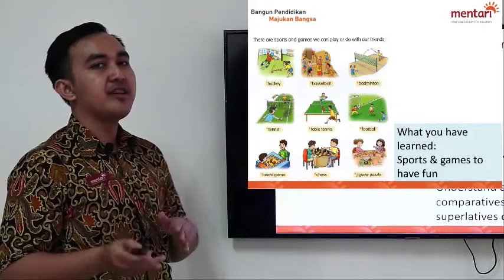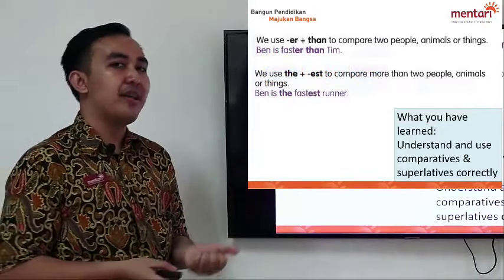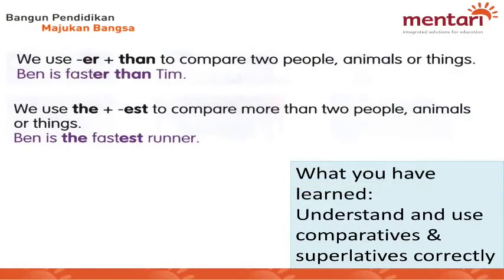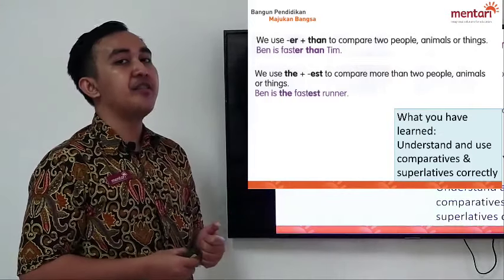And then you understand the use of the comparatives, like the use of ER plus than if you want to compare only two things, two people, or two animals. You can see in the example, Ben is faster than Tim, or use the plus EST to compare more than two animals, two people, or two things. We can say in the example, Ben is the fastest runner.